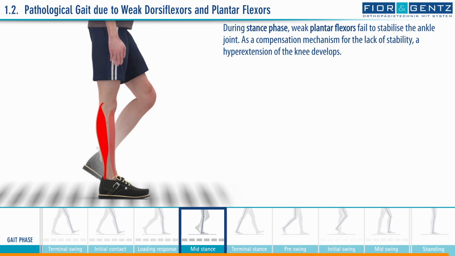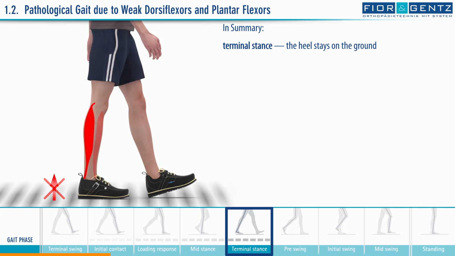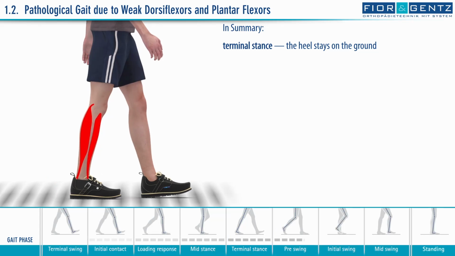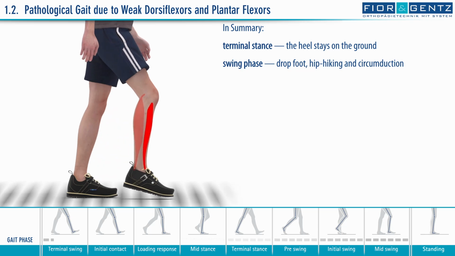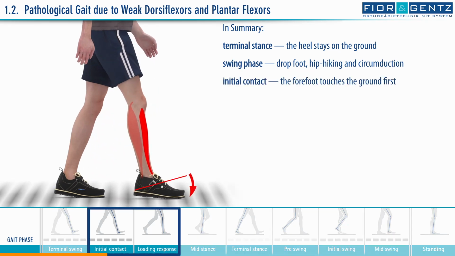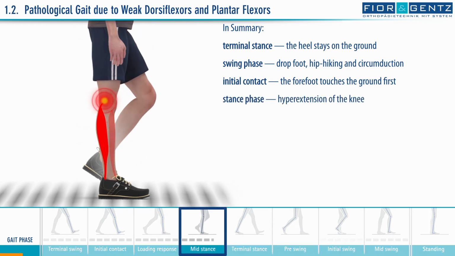In summary, terminal stance, the heel stays on the ground. Swing phase, drop foot, hip hiking and circumduction. Initial contact, the forefoot touches the ground first. Stance phase, hyperextension of the knee.